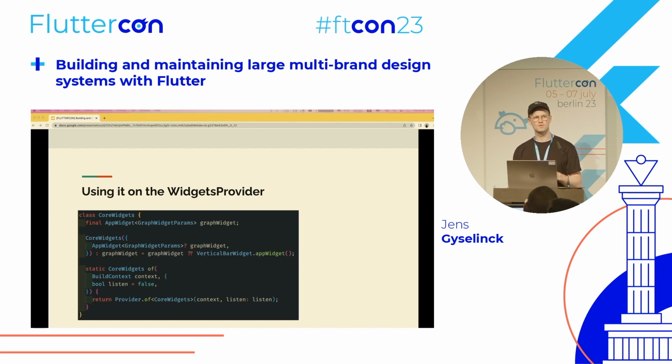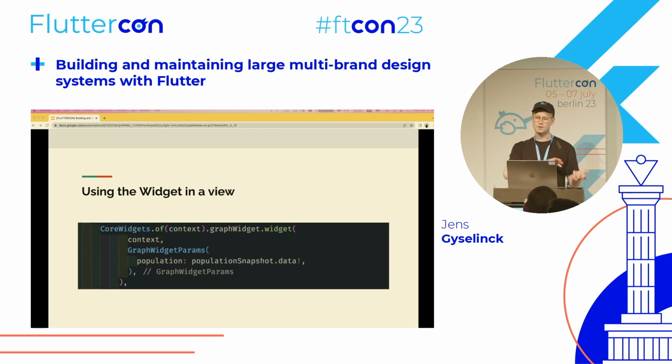And in practice, we've learned that that's actually not so much. So this is how you would use that in a view. You would call that provider, call the specific token, pass it the parameters, and you then get, if you didn't override it, the vertical bar widget back. If you overrode it, maybe with a horizontal bar widget, for example, that would be the new widget being returned. The only constraint here is that both these widgets need to know how to visualize, for this example, population data.